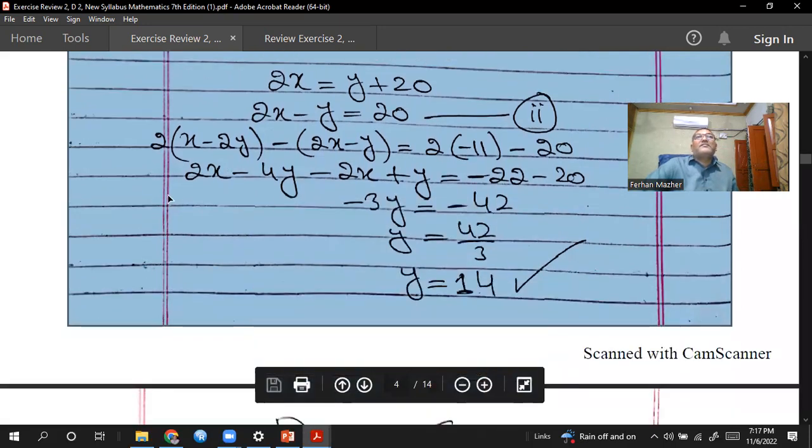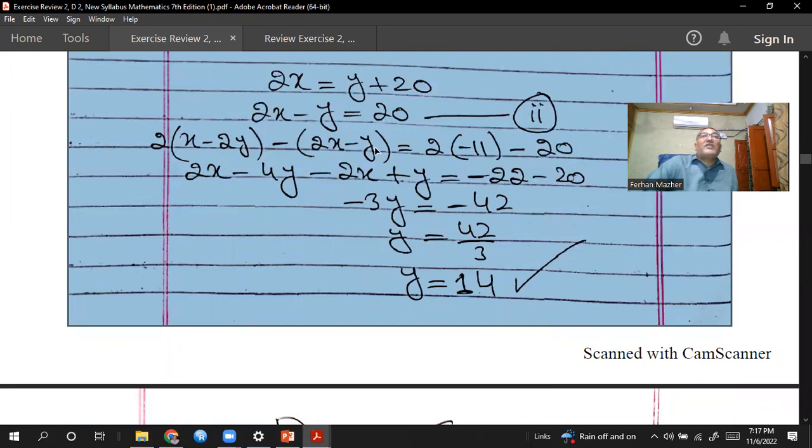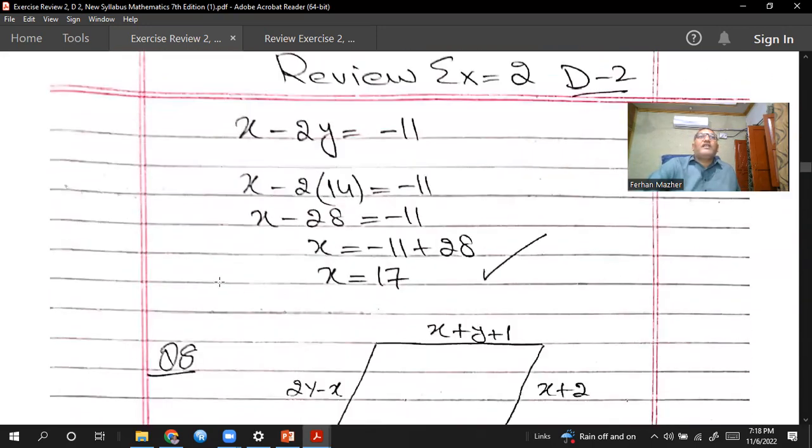2 times bracket x minus 2y bracket close, minus bracket 2x minus y bracket close, equals 2 times minus 11, minus 20. So you will have 2x minus 4y minus 2x plus y equals minus 22 minus 20. So 2x will be cancelled, minus 4y plus y is minus 3y, equal to minus 42. So y will be equal to 42 divided by 3. So y will be equal to 14. Now you have the value of y. I will substitute that value into my first equation.